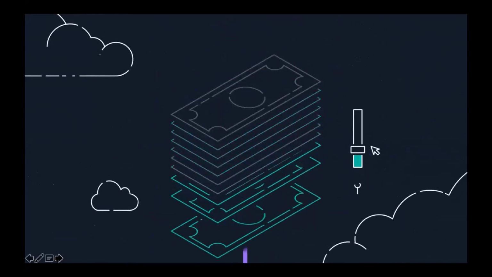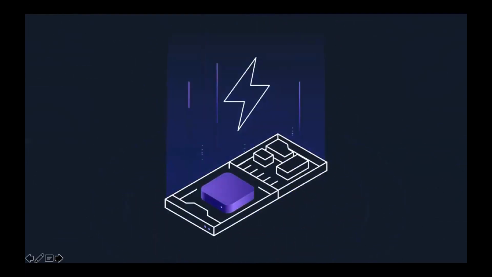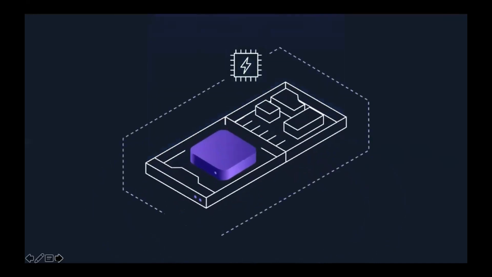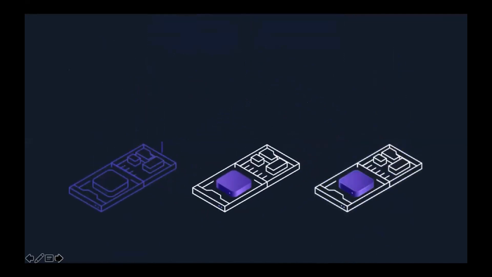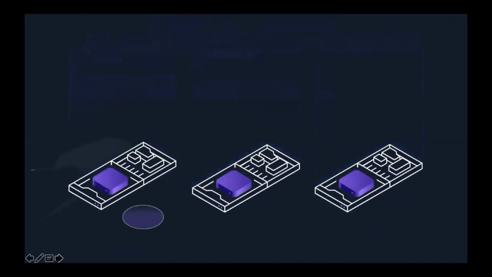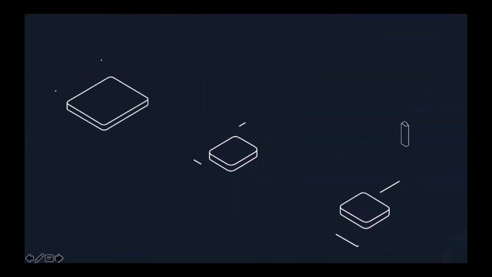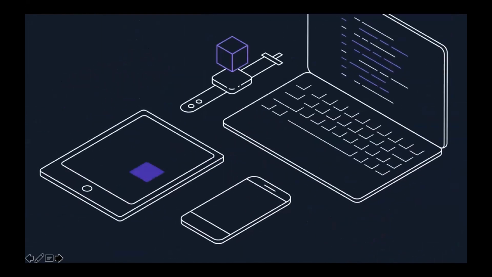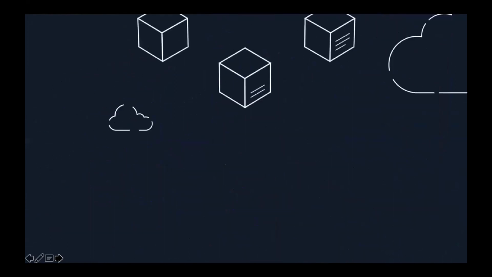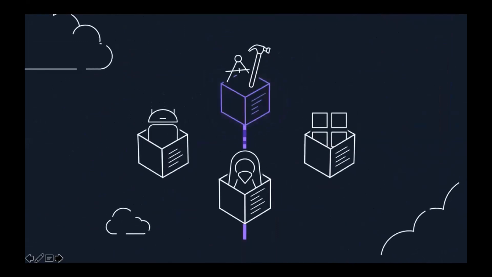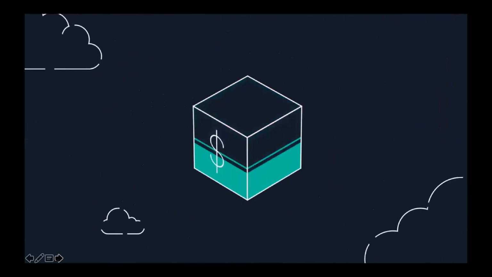EC2 Mac instances are built on the AWS Nitro system and combine Apple Mac Mini computers with the security, reliability, scalability, high performance, and geographic reach of the AWS global infrastructure. This means you can quickly and confidently develop, build, test, and sign apps for Apple platforms. EC2 Mac instances can unify your heterogeneous development environments, reducing overhead and improving agility.